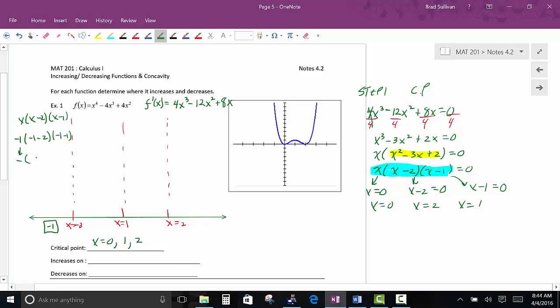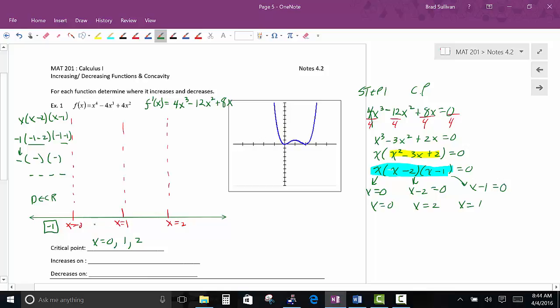What is the result of what's in the parentheses? -1 minus 2 is a negative number, right? That's all you care about. And then -1 minus 1 is negative, right? So what's a negative times a negative times a negative? Negative. It's a negative. So what does that tell you about the function? Increasing or decreasing? Decreasing. Okay, like that. All right, so we know we're decreasing on that interval.